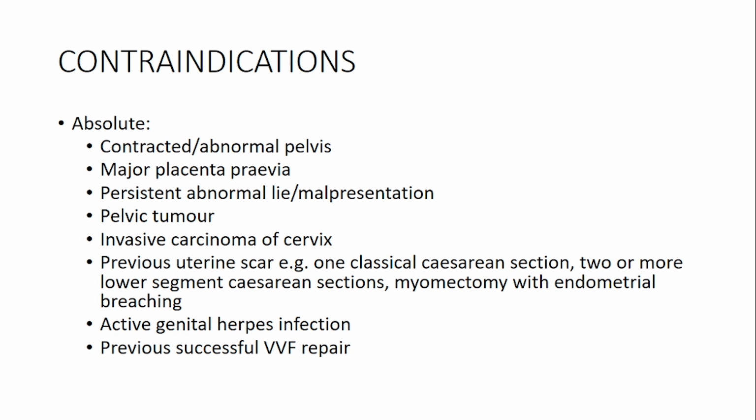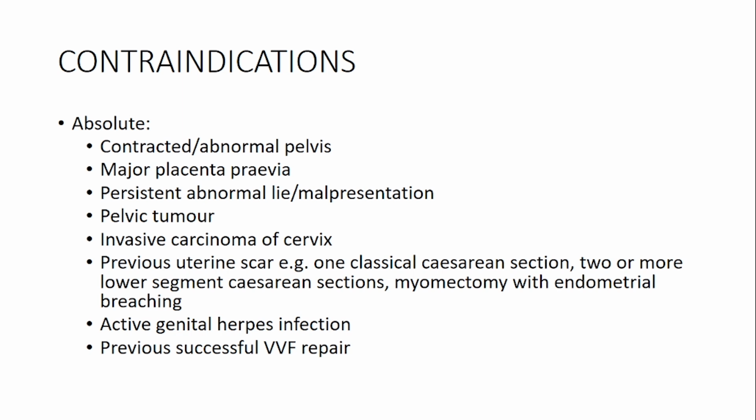Then active genital herpes infection and previous successful vesicovaginal fistula repair. All these are absolute contraindications. For instance, if you do induction of labor in a woman with a contracted pelvis, you are more likely to end up with obstructed labor or prolonged labor with maternal and fetal consequences. Also, if there is a major placenta previa, you are not likely to achieve success, but a disaster. Where there is invasive carcinoma of the cervix, it's possible that you can provoke further hemorrhage that can lead to the death of the woman.